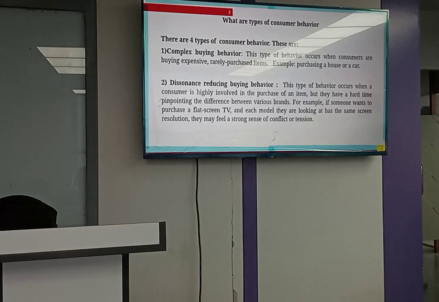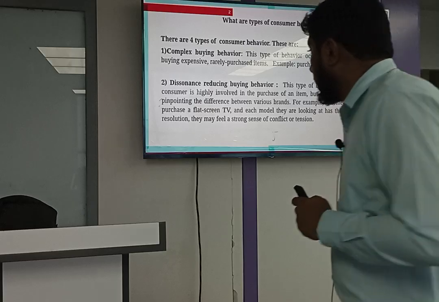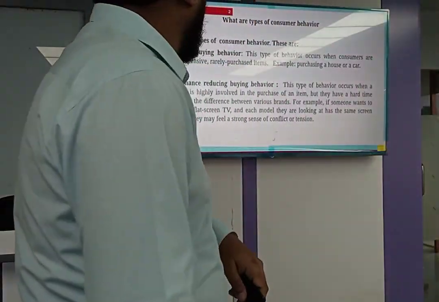So you can buy sunglasses every day, or you can buy flat every day. So this type of behavior occurs when consumers are buying expensive, rarely purchased items. Suppose, for example, purchasing a house or car. Then dissonance reducing buying behavior.